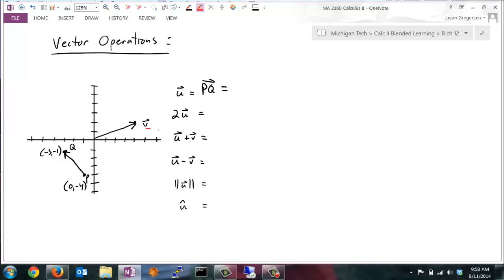I'm going to let the vector u just be a different name for the vector PQ. Kind of name them whatever I want. But what is this vector? Go ahead and calculate this displacement vector. What is the vector PQ?